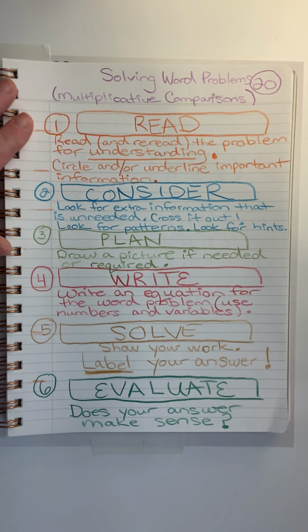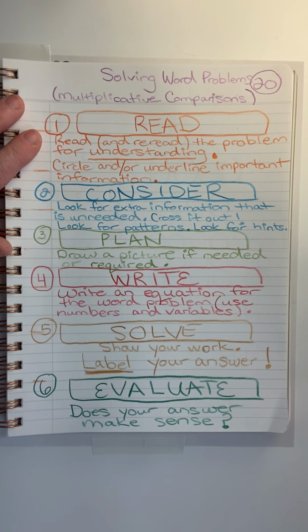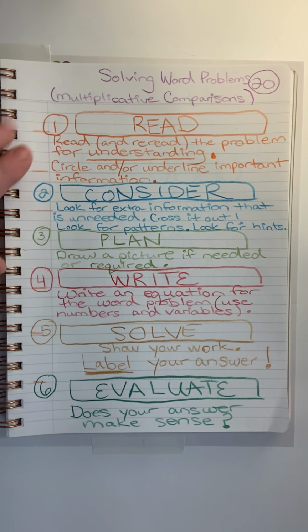Okay, so very quickly, first we're going to read the problem. We're going to read and reread the problem so that we have a clear understanding of what is being asked of us. And at that time, we're going to circle and or underline important information so that we know that is the stuff that we're going to use in our math problem.